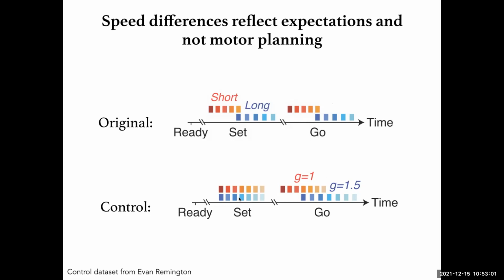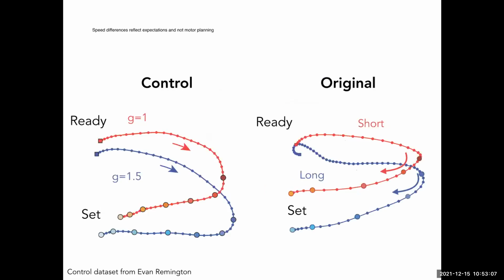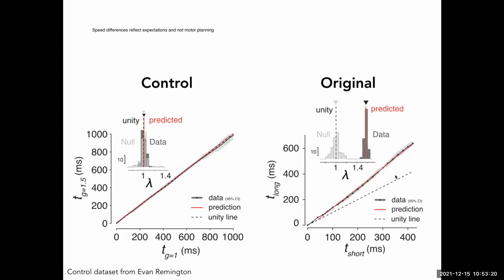And this allowed us to match the sample intervals, but still have different produced distributions. In this control experiment, the neural trajectories were also separated based on the condition. However, visually, we did not see any speed differences. And I did the same exact analysis of the temporal mapping that I explained before. And here you can see that the data lies along the unity line, which indicates that the speeds were equal across the two conditions.